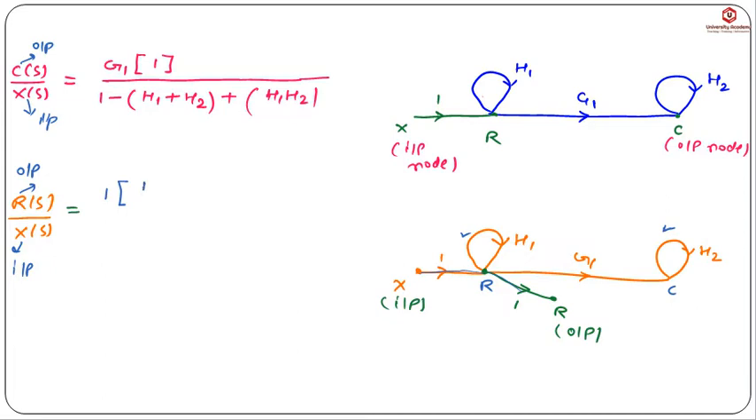So now we have to write 1 minus the sum of the loop gains which are not touched by this forward path. Here only one loop is not touching this forward path, that is h2. So this is the determinant value of this forward path. Because this forward path is not touching this loop, we write 1 minus the gain of the loop which is not touched by the forward path.